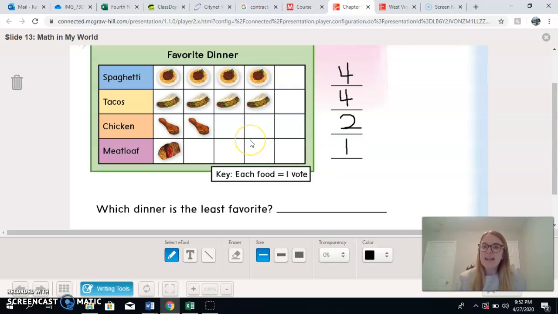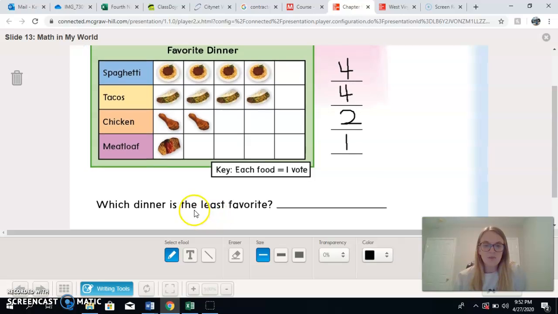Now what we just did isn't anything new because we worked on this a couple days ago. What we're going to get into more is answering questions using our picture graph. So there's a question right below your picture graph, and that question says, which dinner is the least favorite? So I'm going to underline this word right here, least. Well, it looks like my writing tool won't let me, but if you look to where I'm pointing, which dinner is the least favorite, the word least is important. That means like the smallest number.